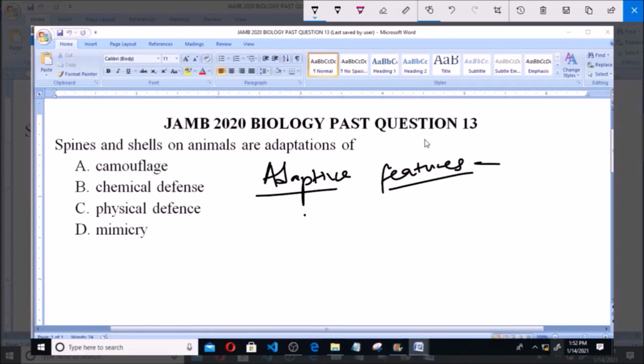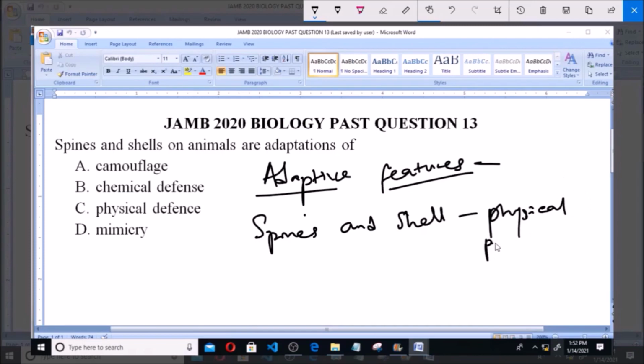Now, for animals that possess spines and shells, this spine and shell helps to give physical protection to these animals. It provides the animals with physical protection. A typical example is the snail. A snail possesses a shell that helps to keep its body intact against harm and against pressure. Another example of an animal with spines is the hedgehog.